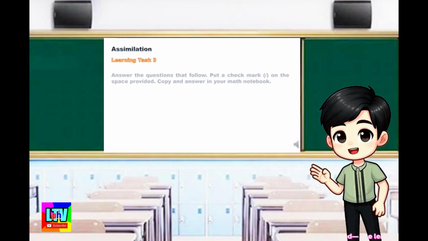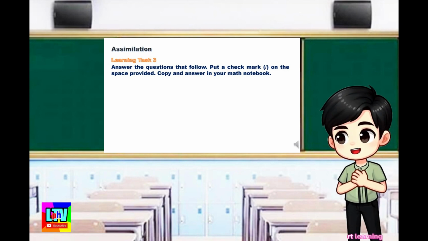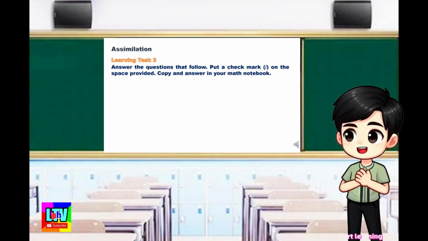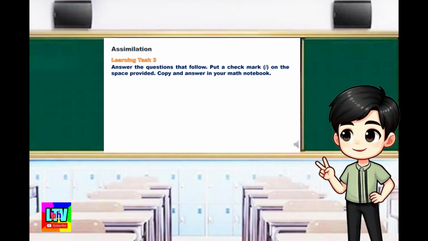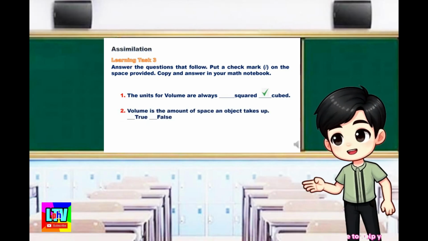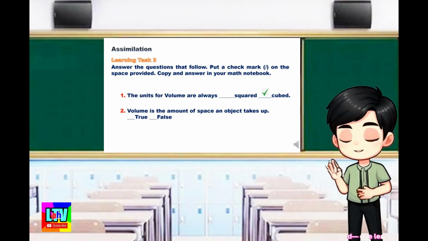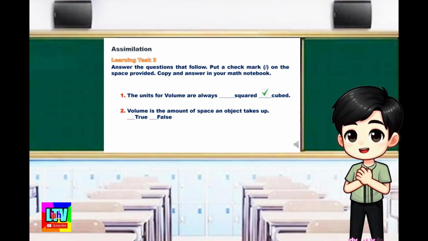Learning Task 3. Answer the questions that follow. Put the check on the space provided. Copy and answer in your math notebook. Number 1. The units for volume are always cubic. How about this number 2? Is it true or false? Volume is the amount of space an object takes up.